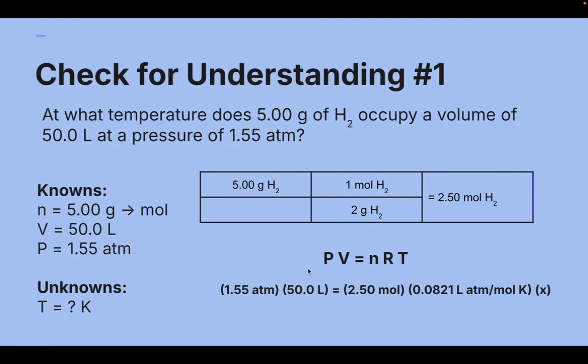Pressure in for P, volume in for V, moles of H2 in for N, our gas constant in for R, and then we're solving for T. And when you solved it, you should have found the temperature as 378 Kelvin to 3 sig figs because all of your numbers have 3 total sig figs to them.